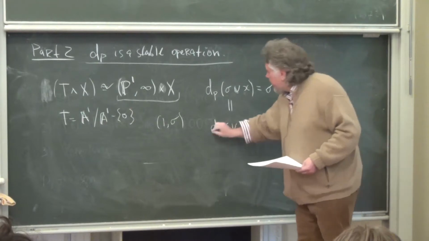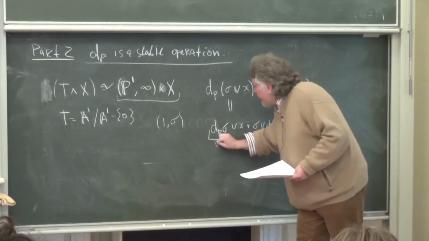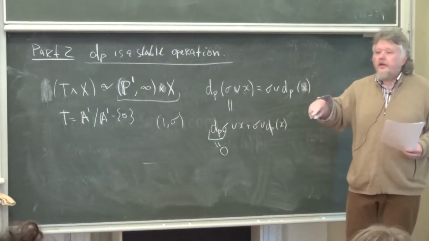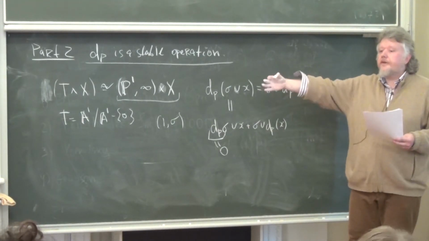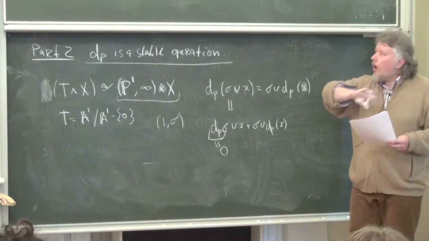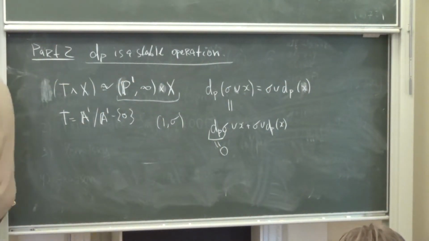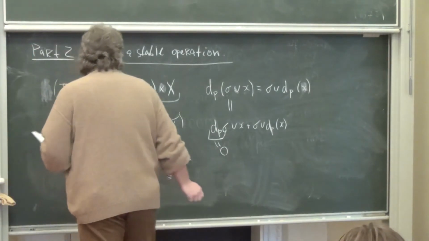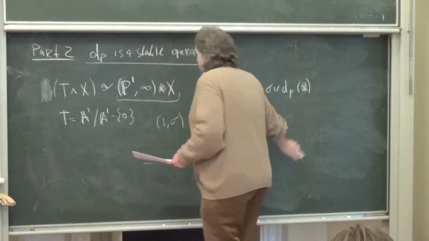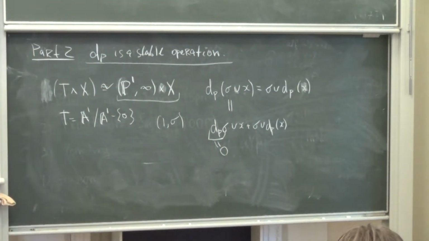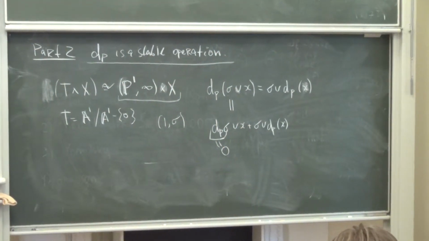And one can easily see that d_p of sigma is 0, because sigma is of degree (2,1), and when we apply any differential, we go out of our spectral sequence. I don't want to show it, but that's of course true. So now we showed that d_p is a stable operation. Okay, part 2 is completed.